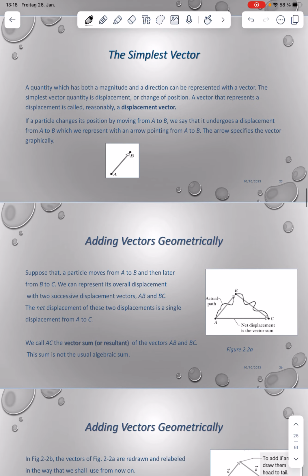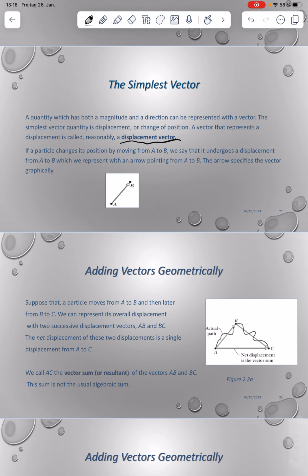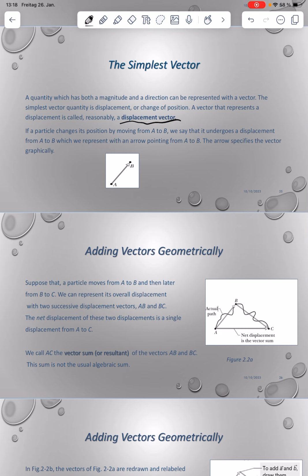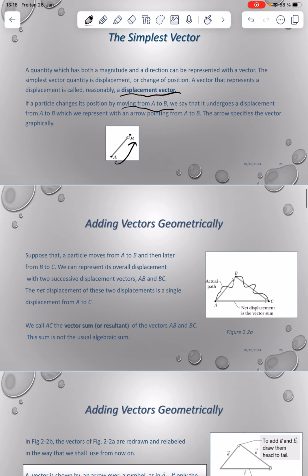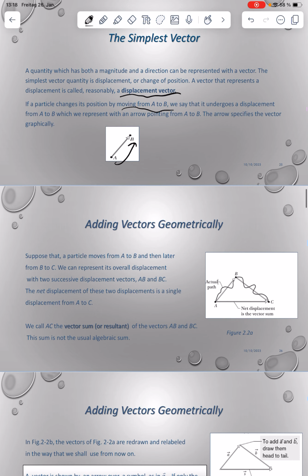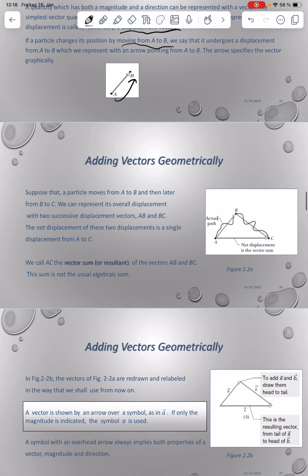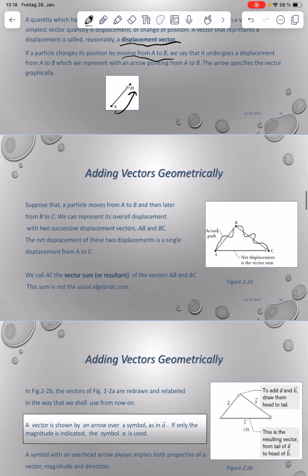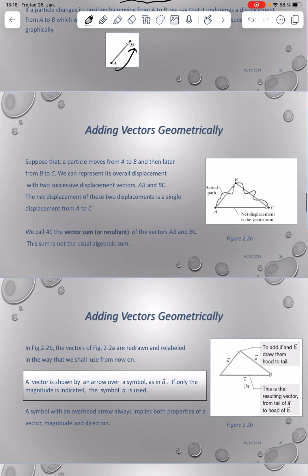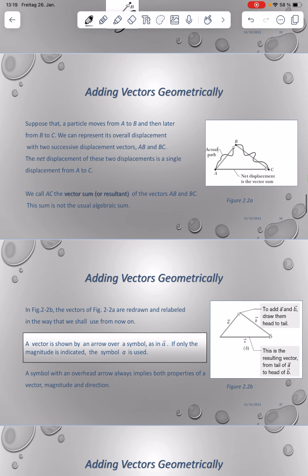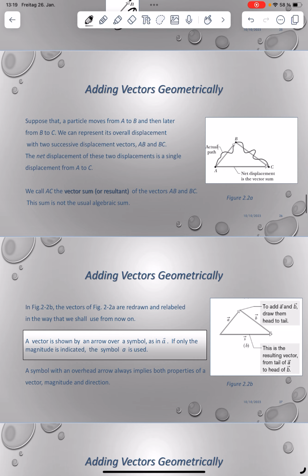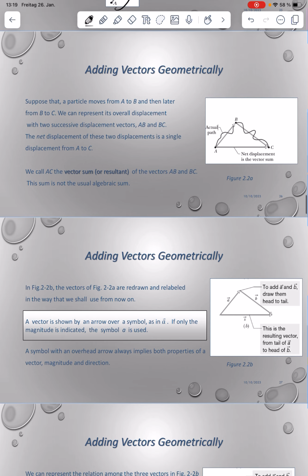And the simplest vector is a displacement vector. It is by moving from A to B, and we say that it undergoes a displacement from A to B, which we represent with an arrow pointing from A to B, and the arrow specifies the vector graphically. And it's also very easy from high school or middle school.